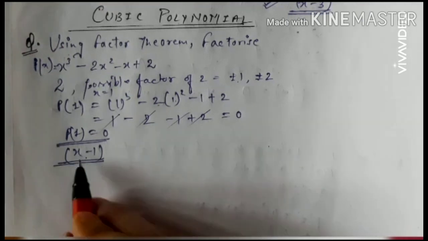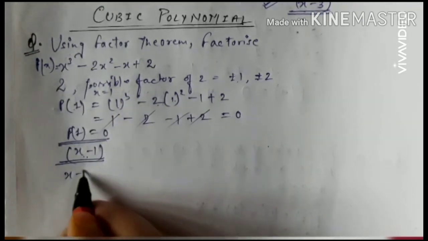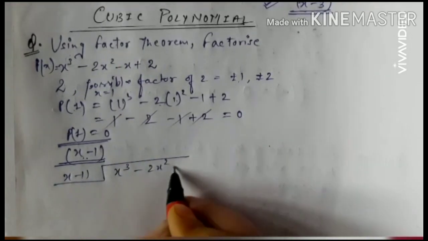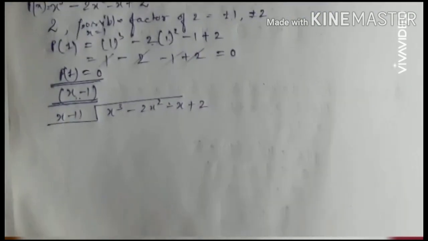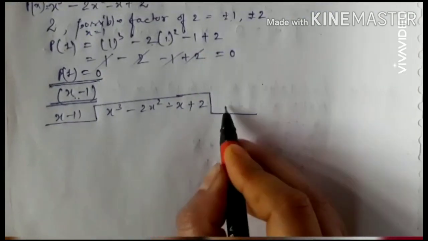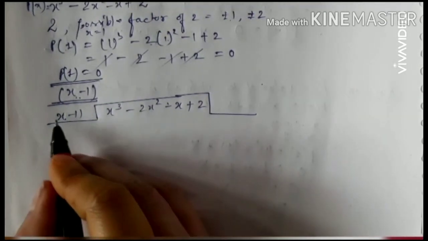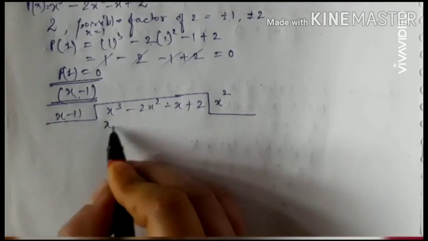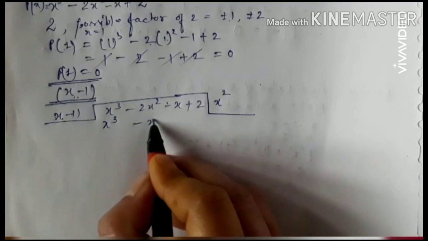Now with the help of this, you will divide. That means x minus 1 dividing x cube minus 2x square minus x plus 2. You will divide it, and here you will get a quotient. Now it is your x cube. You need x square. So x square into x cube. x square into minus 1, it's your minus x square.